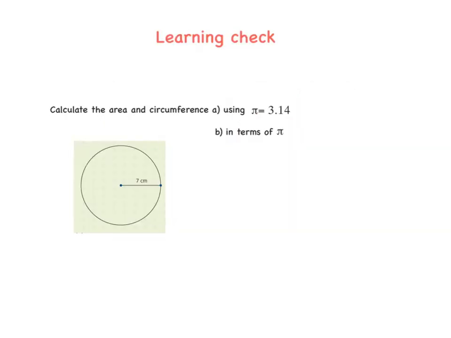Okay, so for the learning check, please try to find the area and circumference of this circle using pi as 3.14 and radius r as 7 centimeters. Okay, so see you tomorrow.